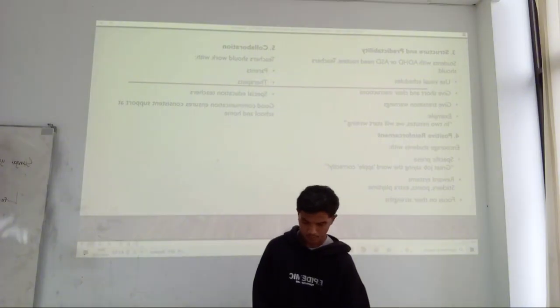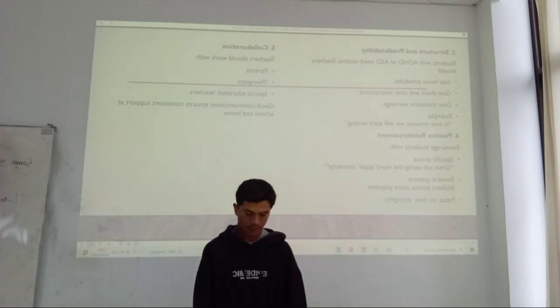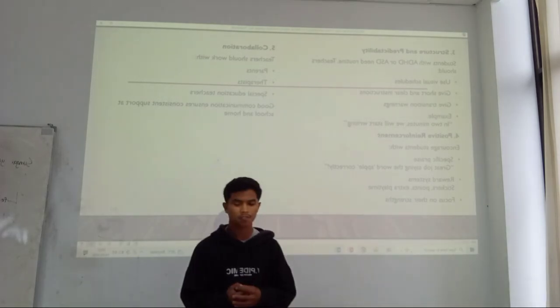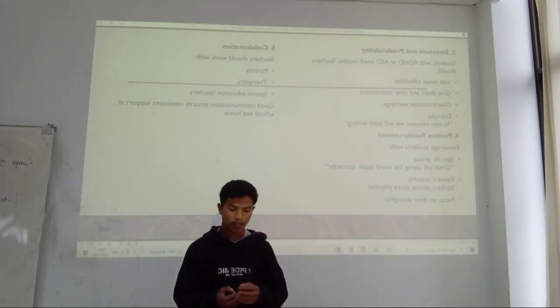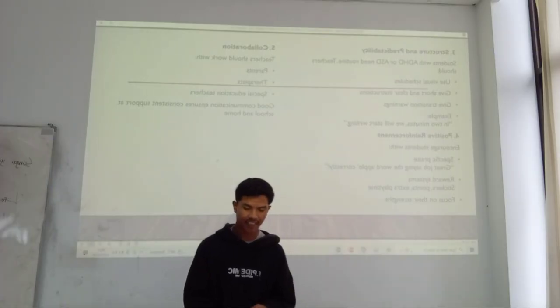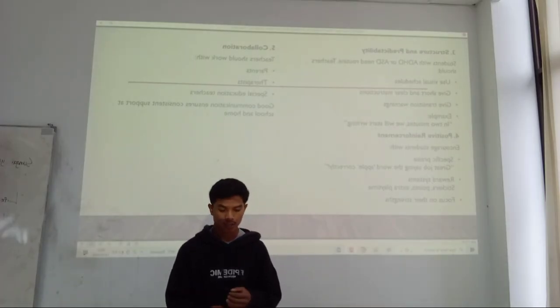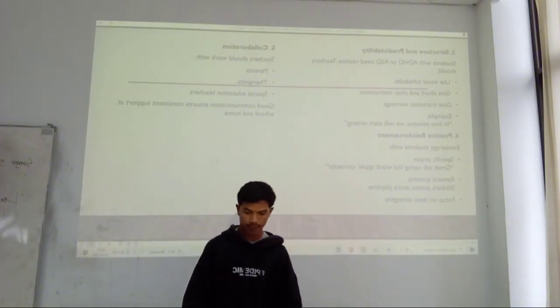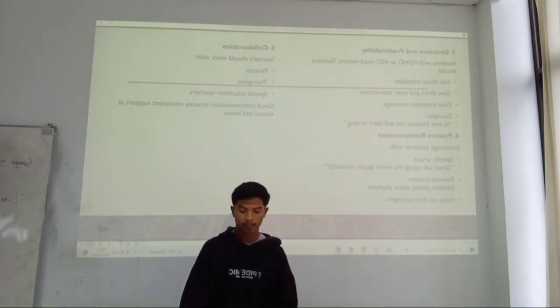Next, structure and predictability. Students with ADHD or ASD need routine. Teachers should, first, use visual schedules. Second, give short and clear instructions. And third, give transition warnings. For example, in 2 minutes, we will start writing.